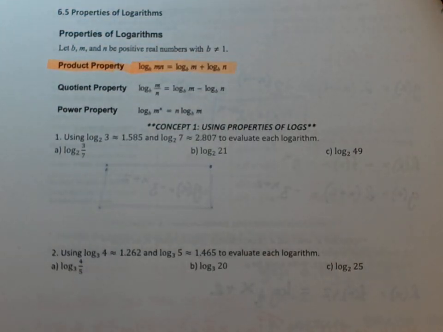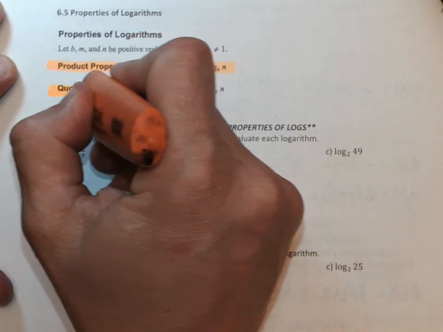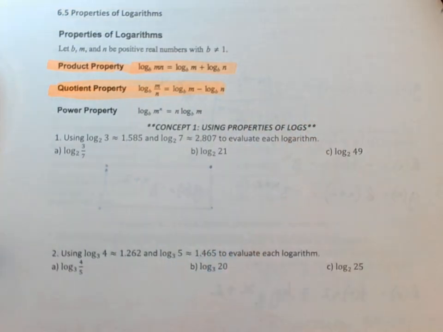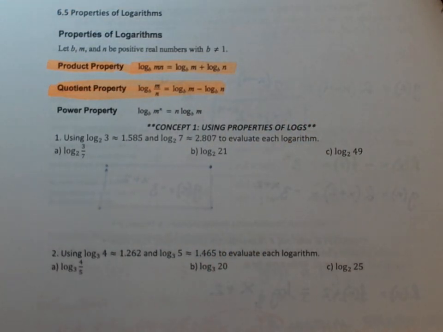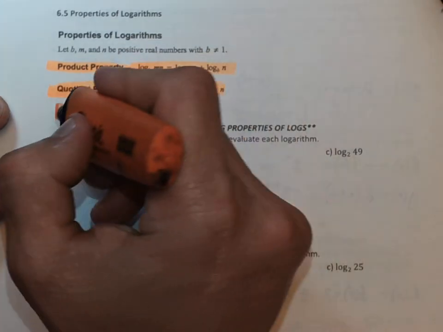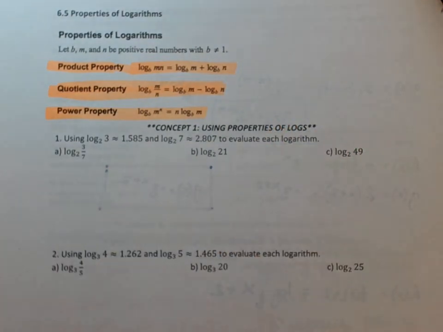And that is log base b of m times n equals log base b of m plus log base b of n. Alright, we have the quotient property, division. We have log base b of m divided by n equals log base b of m minus log base b of n. And then last but not least, we have the power property, and that is log base b of m to the n power equals n log base b of m.